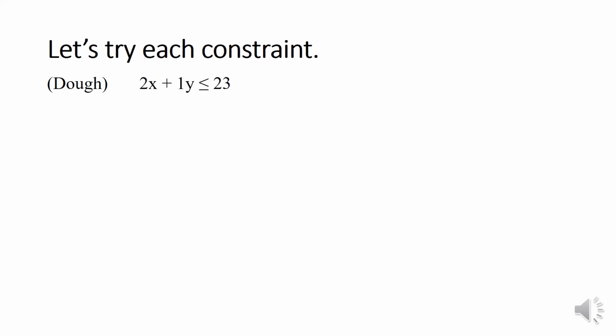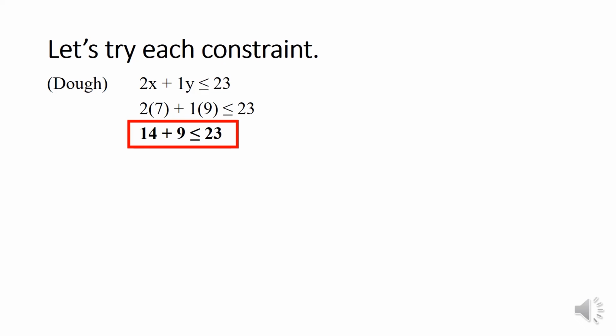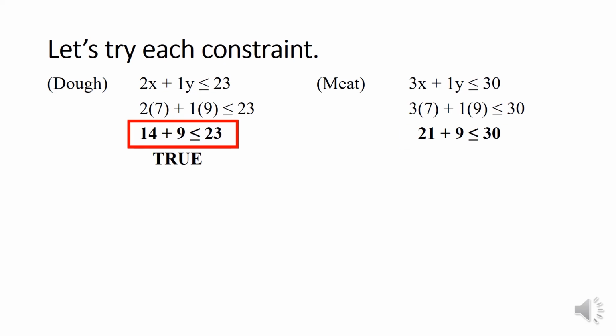For the dough, we get 14 plus 9, which is lesser than or equal to 23. This is true. And for the meat, we have 3x plus 1y is equal to or lesser than 30. So we have 7 and 9: 3 times 7 is 21, and 1 times 9 is 9, and then we have 30. So this is also true.